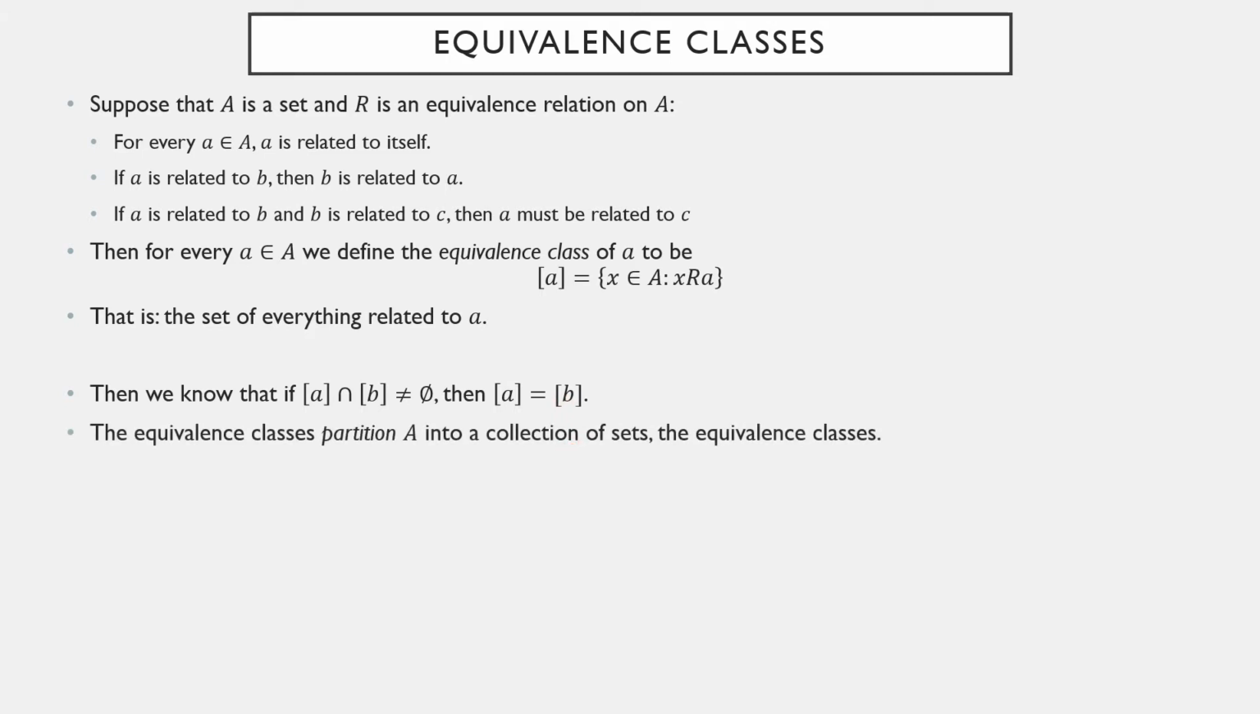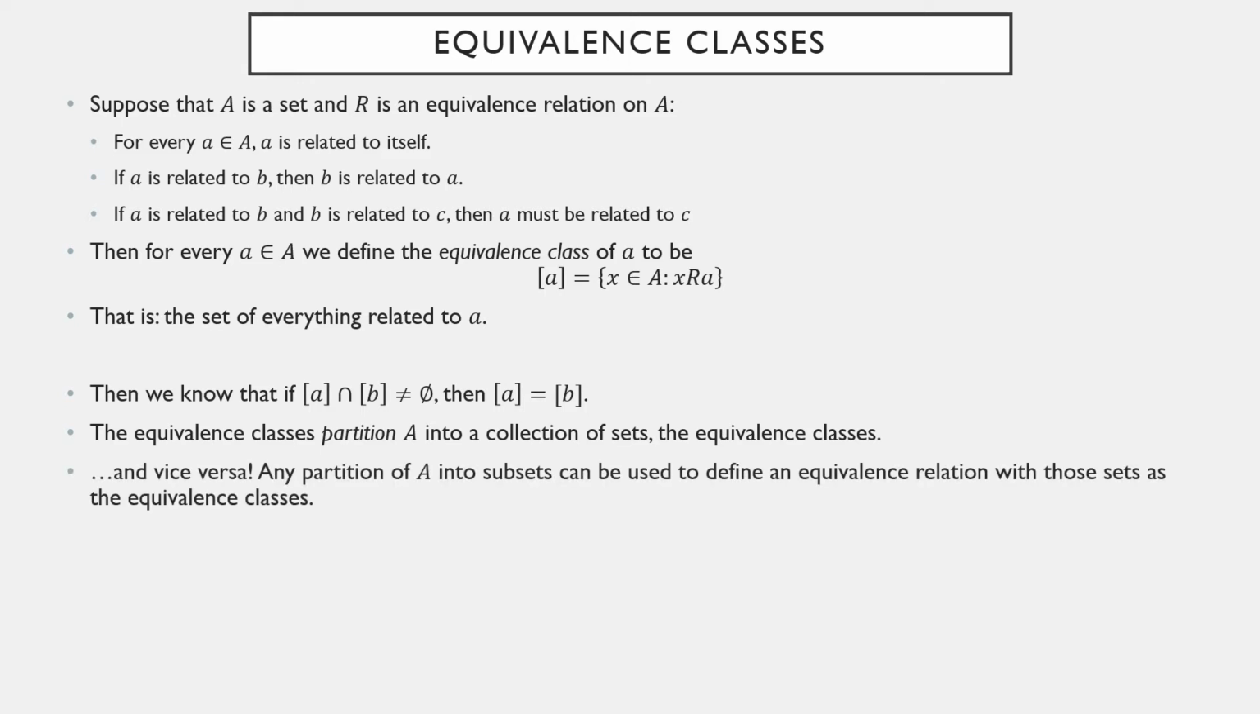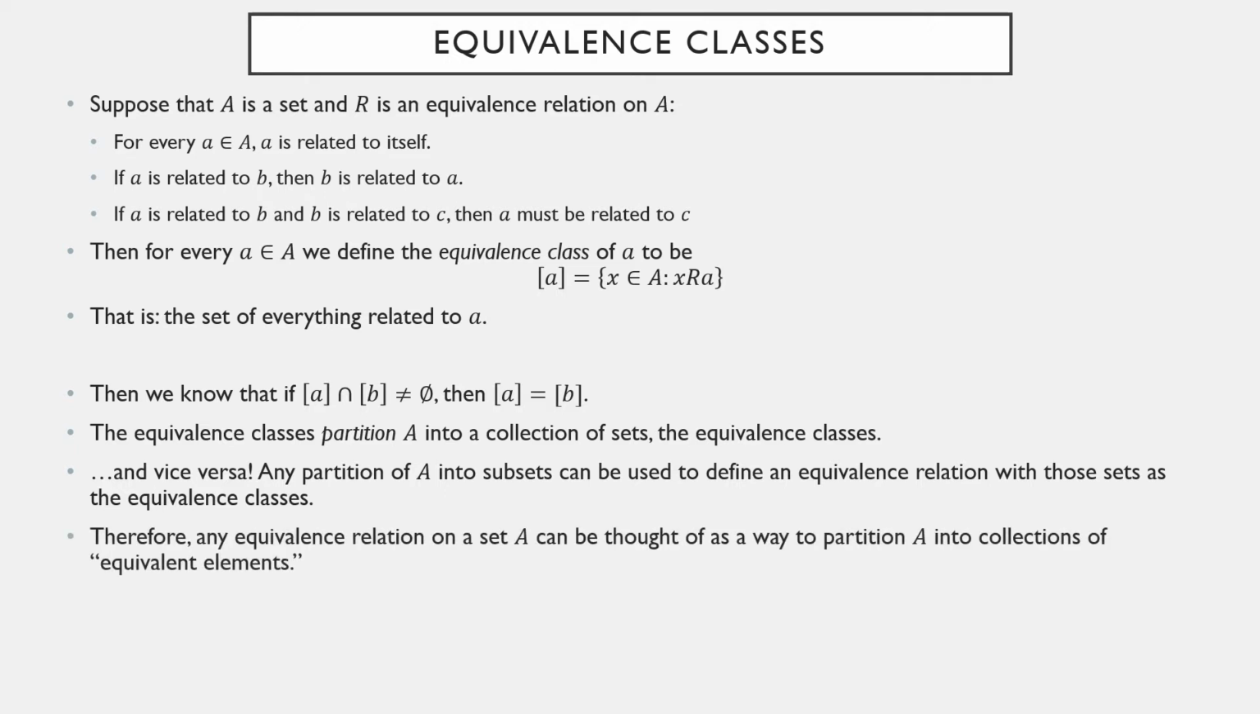What this tells us is that equivalence classes partition A into a collection of sets, the equivalence classes. And vice versa, any partition of A can be used to define an equivalence relation. If you split the set A into a bunch of pieces, you simply define a relation by saying that two things are related when they're in the same piece. So equivalence relations can be viewed as partitions, collections of equivalence classes. And again, this was all covered in the discrete math series. Hopefully it's vaguely familiar to you.